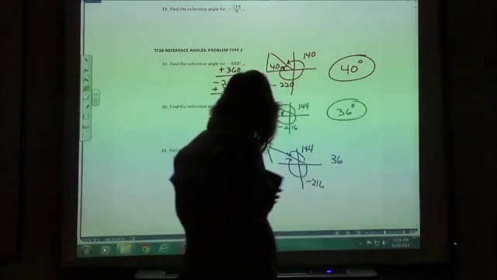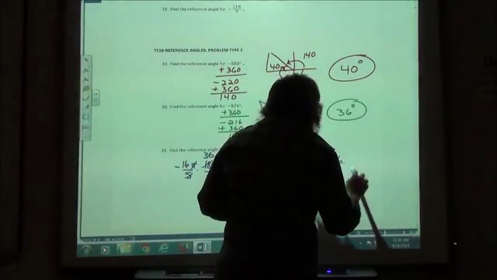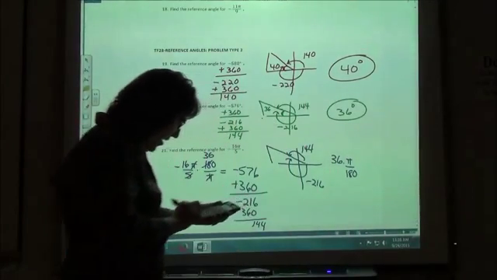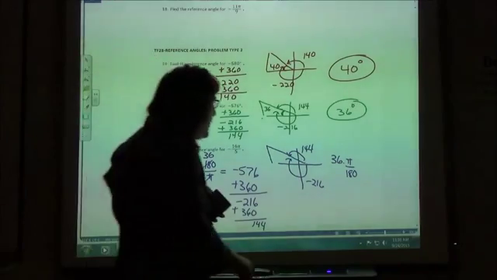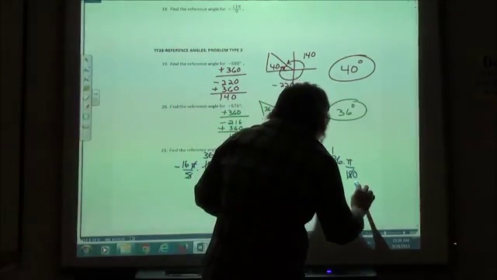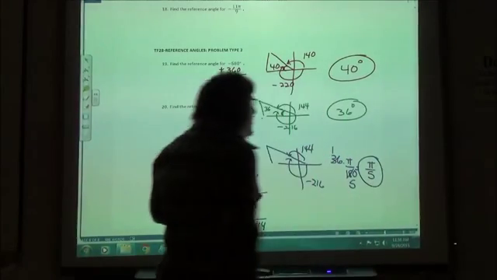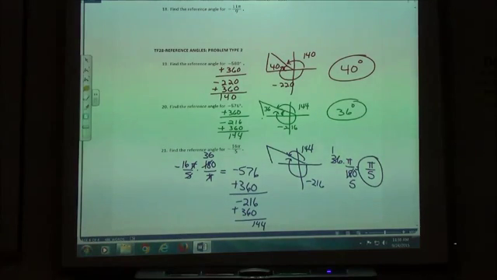But we have to convert our 36 degrees into radian measure. So times pi over 180. If I take 180 divided by 36, goes in there evenly 5 times. So pi over 5 is what my reference angle is going to be for negative 16 pi over 5.